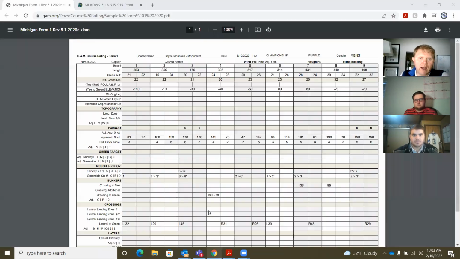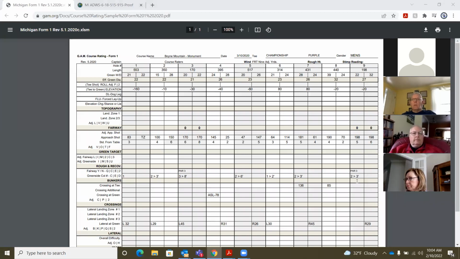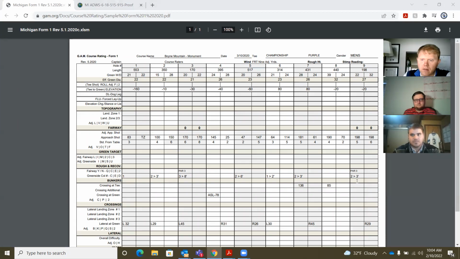So when you look at a form 1 that you get when you show up and we hand it to you, it'll be listed here in this tee to green elevation, and it'll be provided for you. The one thing we do ask is that you spot check it to make sure that the minuses and pluses are correct, because that can make a big difference. That sometimes gets mixed up.